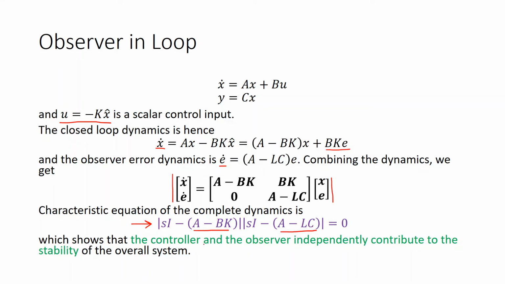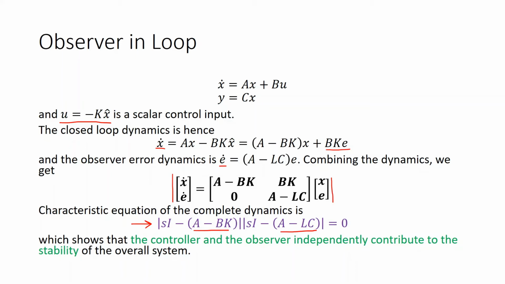So this shows that the controller and the observer independently contribute to the stability of the overall system. They independently contribute. There is no intermixing of the eigenvalues. One eigenvalue does not influence the other eigenvalue. The eigenvalues remain separated. So since both these smaller subsystems are stable, the entire observer in loop system is also stable.